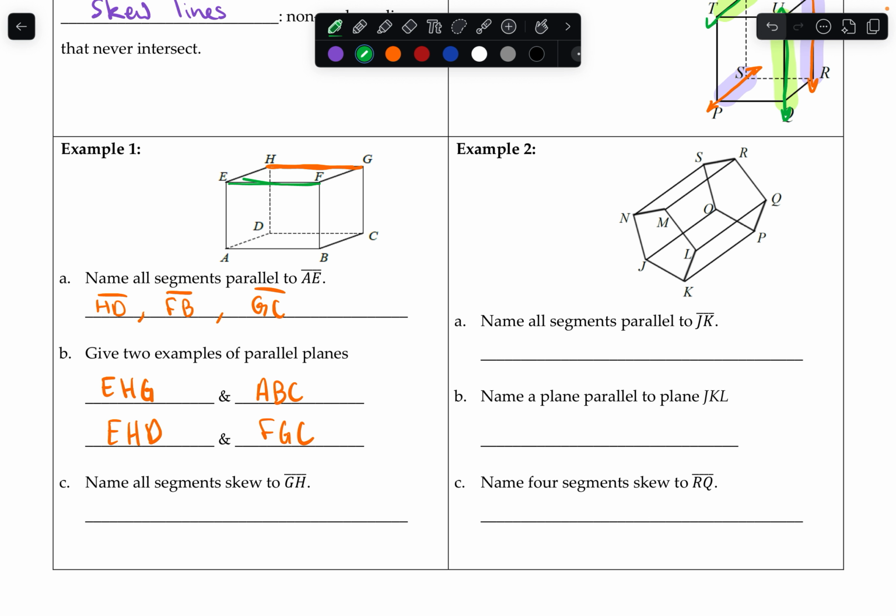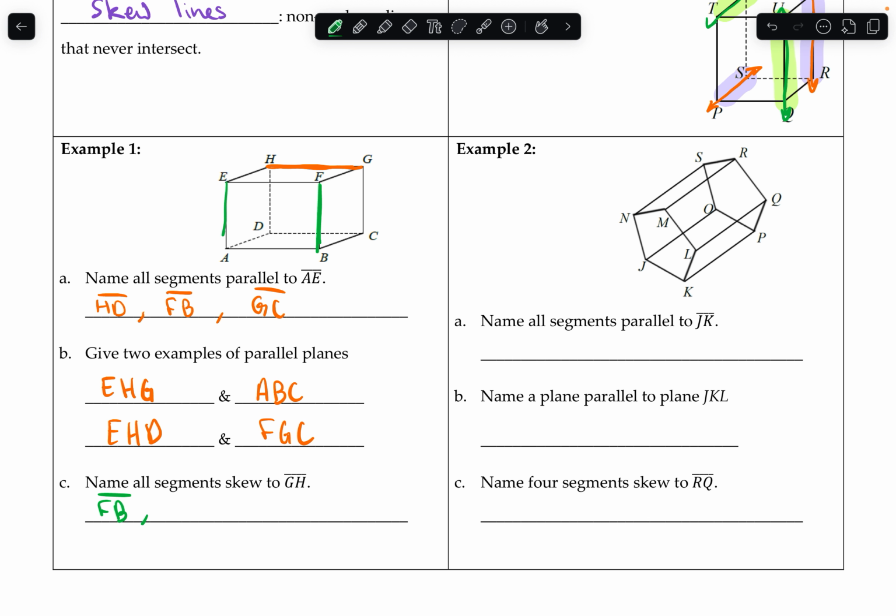So which ones are actually the skew lines? That is going to be ones like FB. FB is on a separate plane. It's going up and down. HG is going left and right. But because they're on different planes, they're never going to intersect. So FB is an example of a line, a segment that is skew to HG.